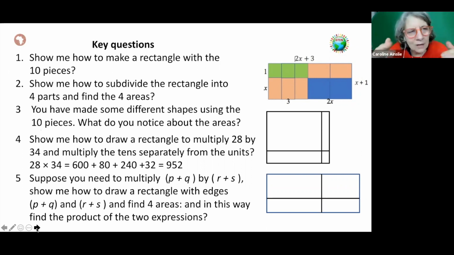You always want to be thinking of your own key questions, and please do put in the comments anything you can think of we could add to this list. So looking at the first one, this would be the first key question. Show me how to make a rectangle with 10 pieces. You've got the 10 pieces. Everyone has their own 10 pieces because they're easy to cut out from paper.